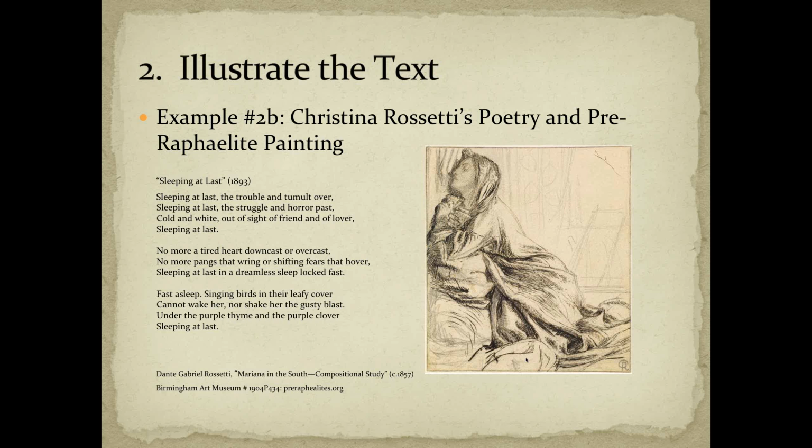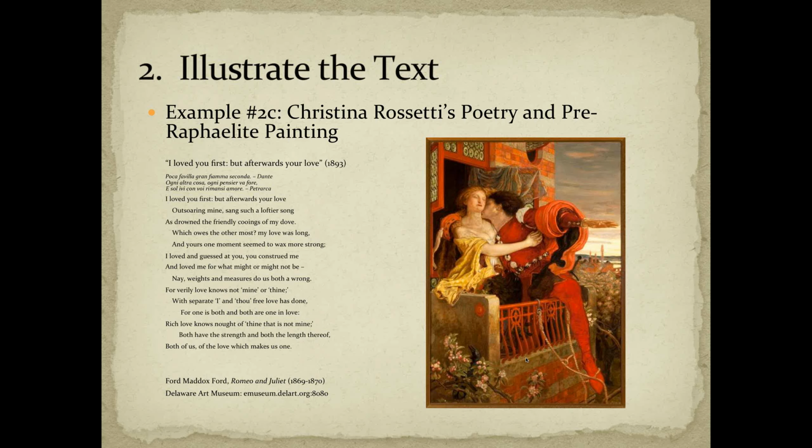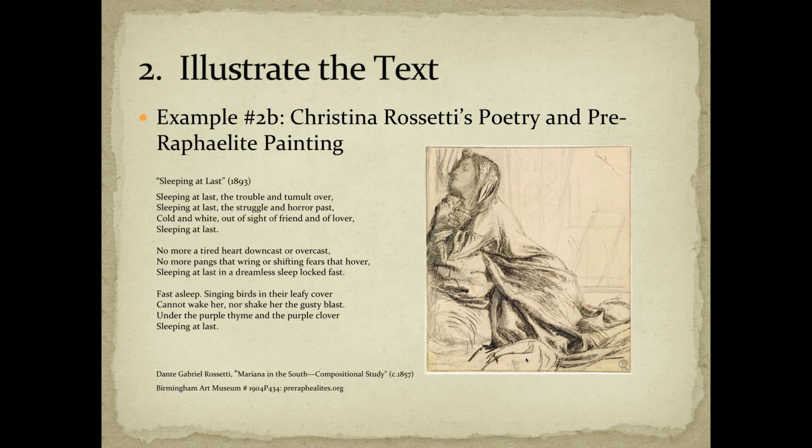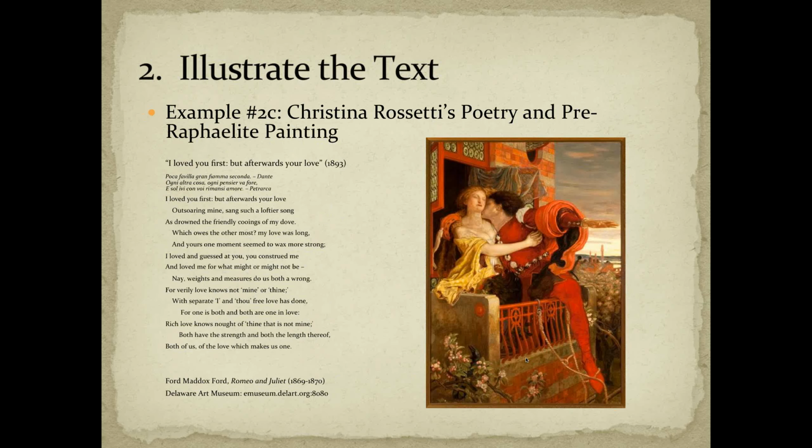If you look in the second stanza, there's a word ring, pangs that ring. And then the last line in that stanza is dreamless sleep locked fast. And the student did a great job of saying how this image helped her to see that idea of ringing or locking fast because of the way the hands were shaped in this image. So that's just a good example of illustrating the poem can help the students close read that poem much more carefully. And I'll mention that this is a Dante Rossetti image. So, you know, we could talk a bit about Dante Rossetti and Christina Rossetti in a future class.